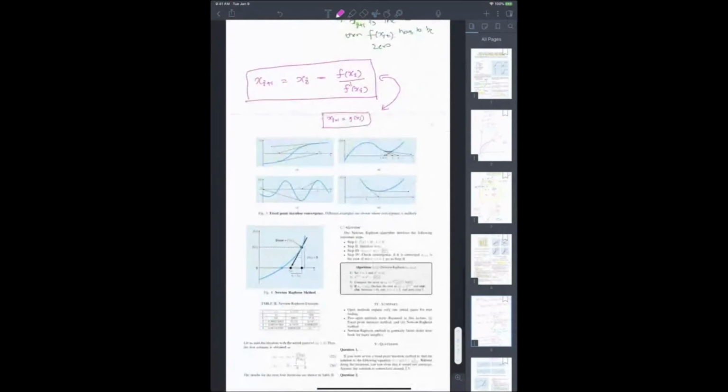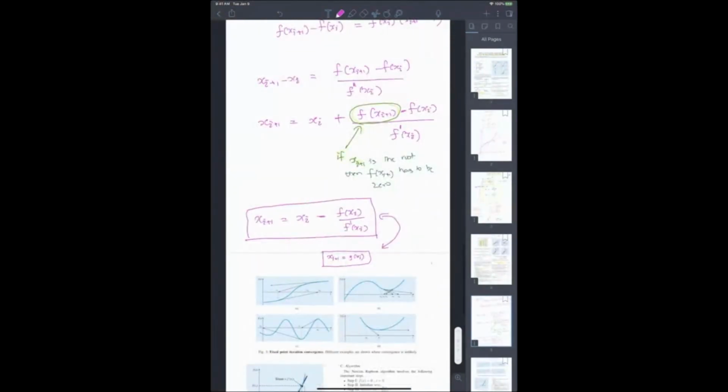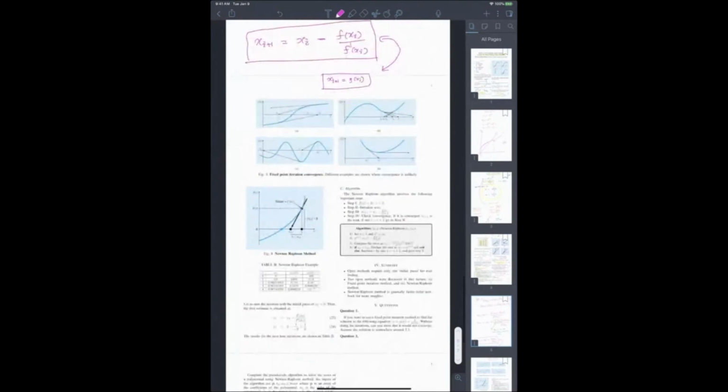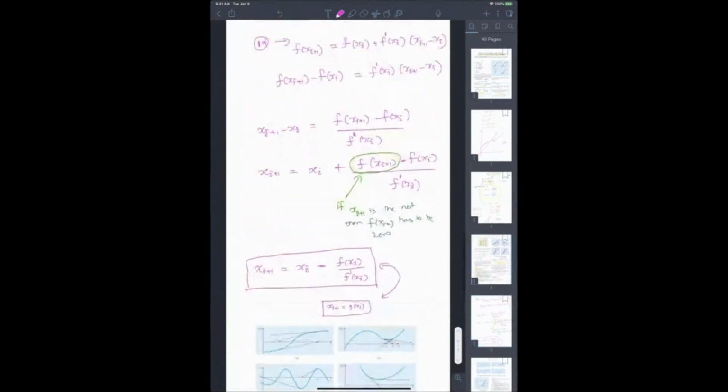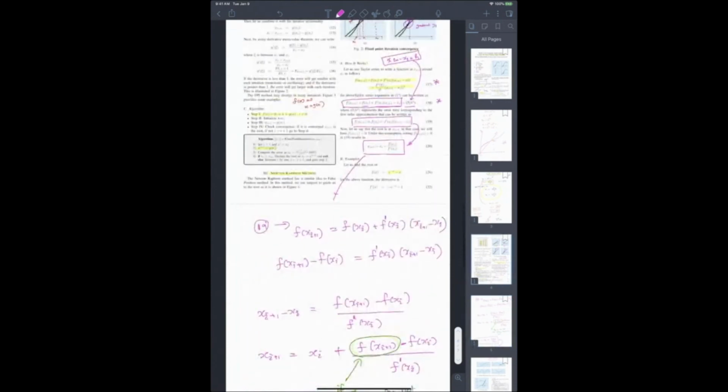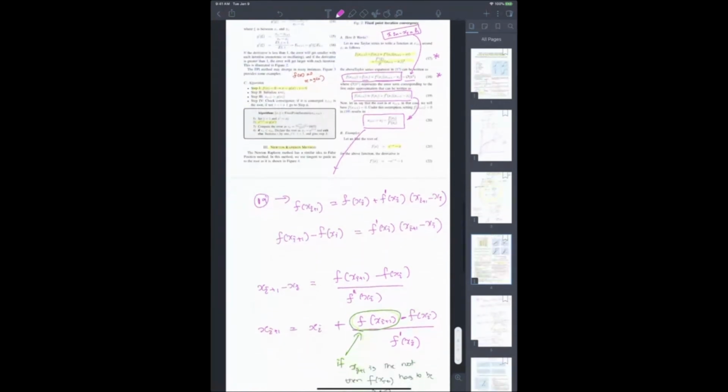Okay, so I will do an example here on the Newton-Raphson method. Where's the example? Here, okay. We are taking the same example for the Newton-Raphson method.